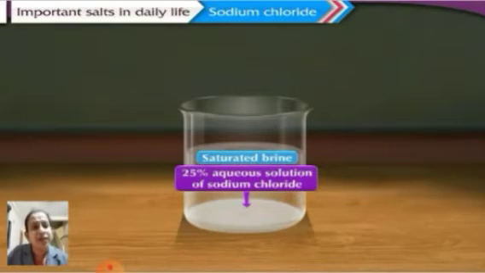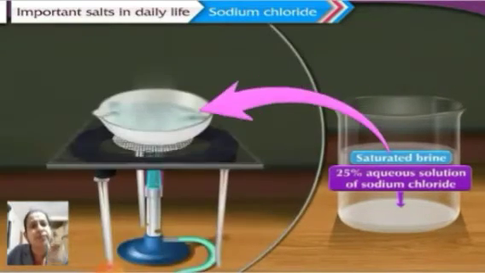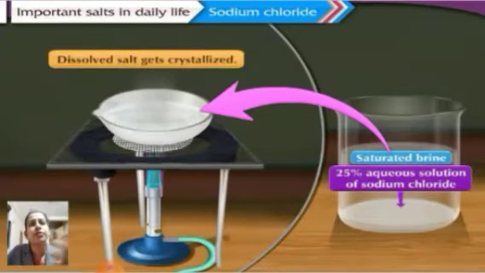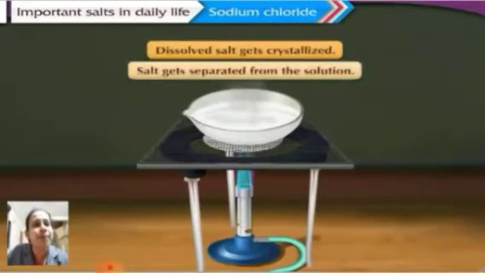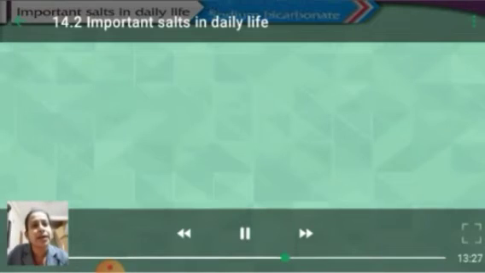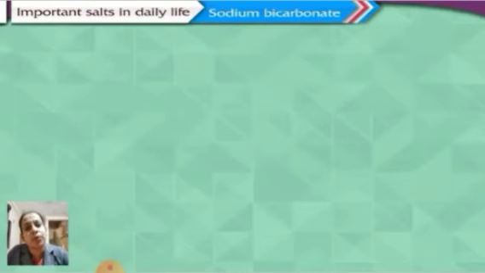And suppose one-fifth part of this is evaporated, you will find that the dissolved salt will get crystallized again. That means if you evaporate the whole amount of water, what will be left is again sodium chloride. Okay, now this is regarding sodium chloride.